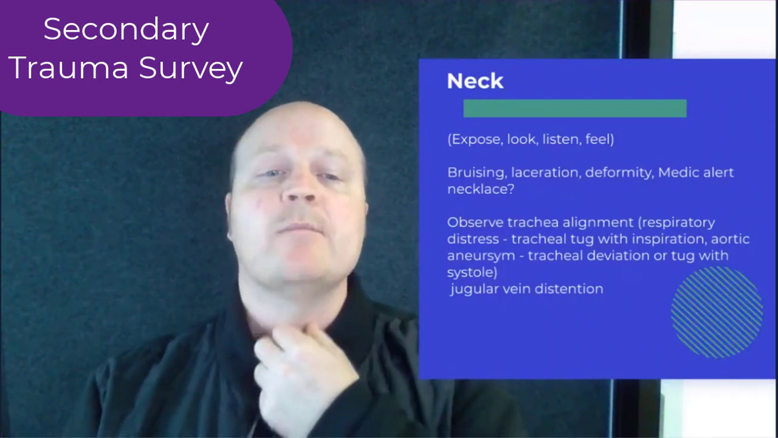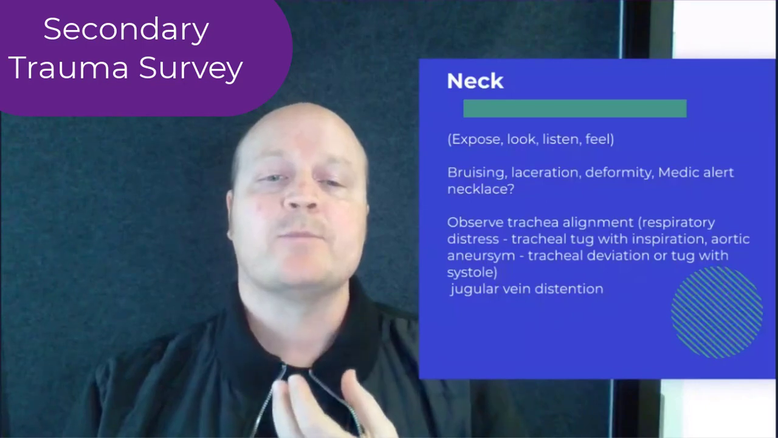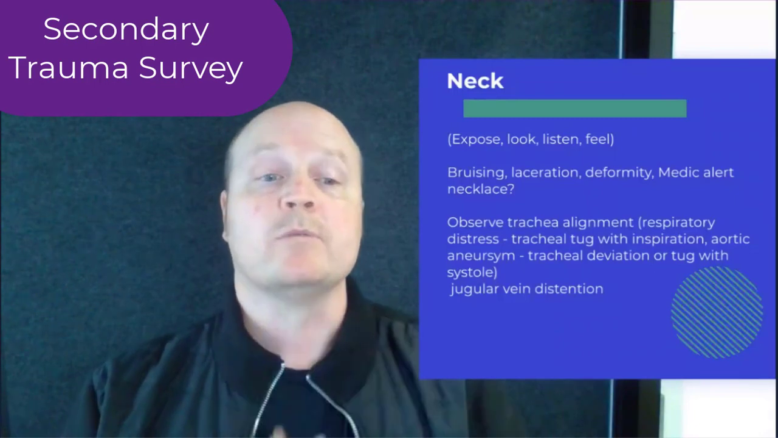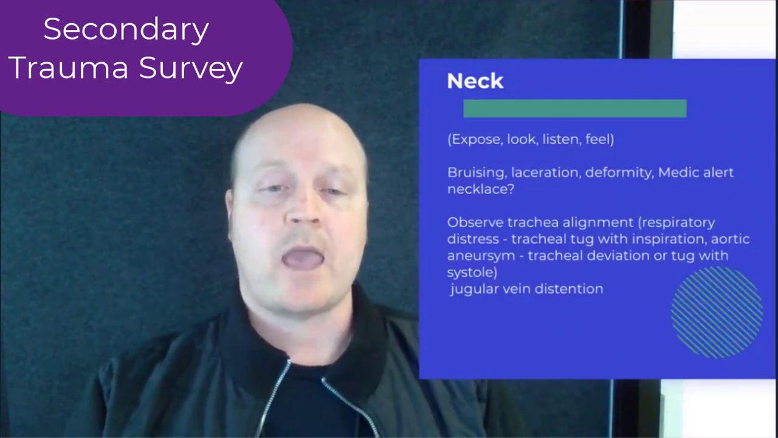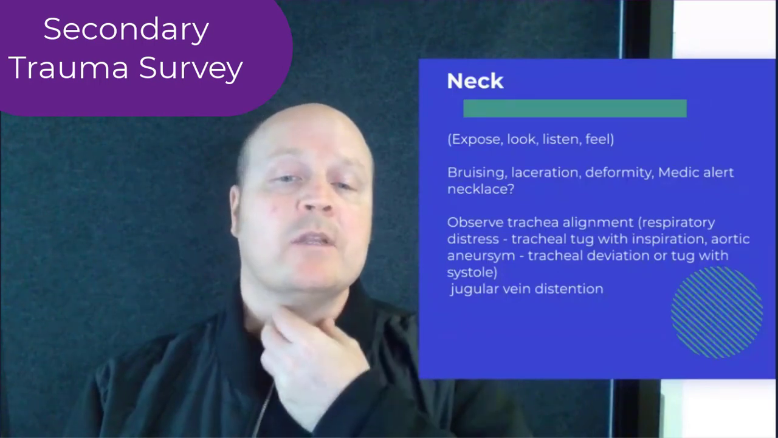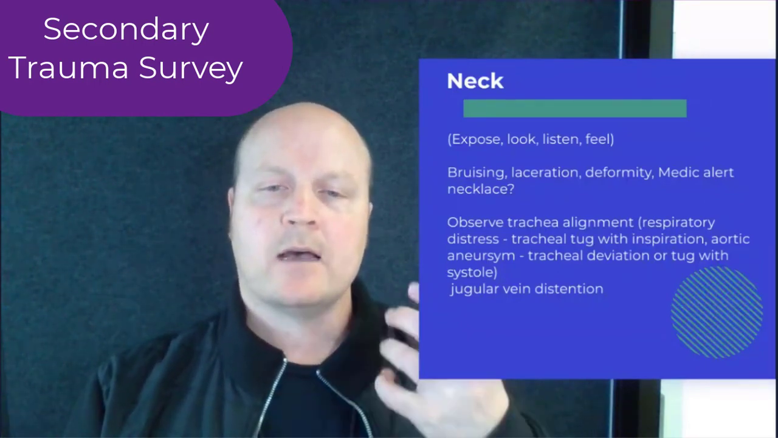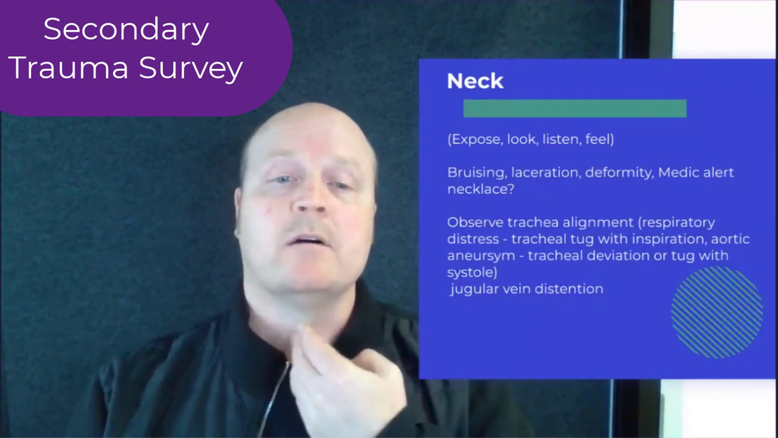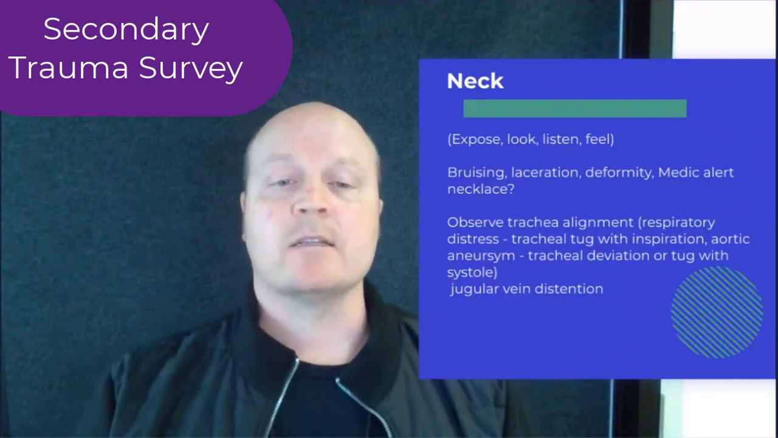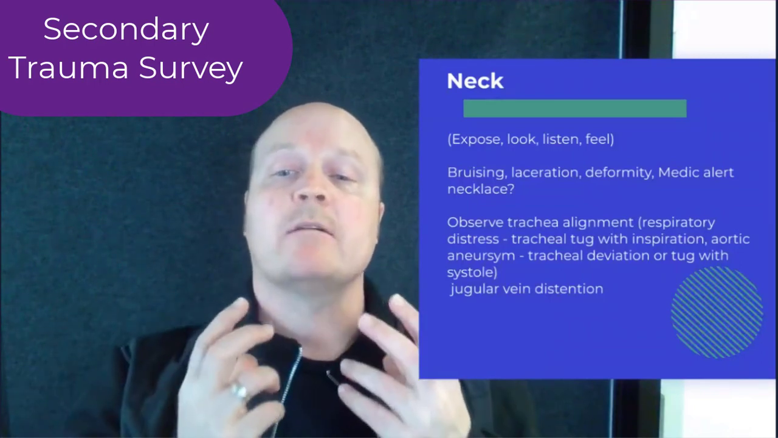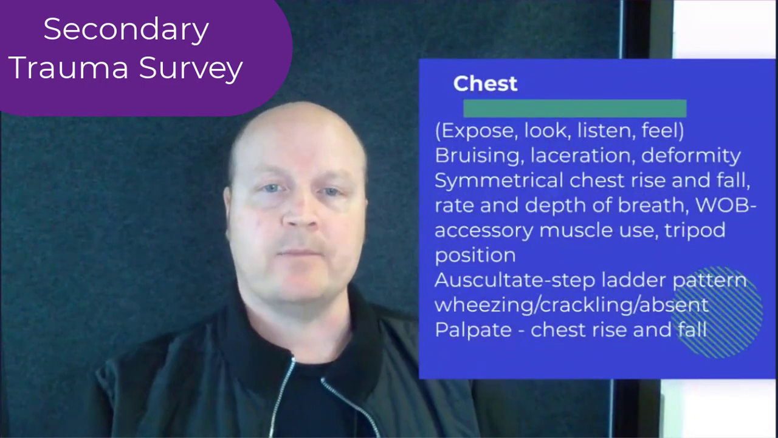Then look at the tracheal alignment. If they're in respiratory distress, you may get a tracheal tug with inspiration where the trachea pulls down, or an aortic aneurysm may give you tracheal deviation during systole. So as the heart contracts and we get systole, we may get pulsing of the trachea. And then jugular vein distension. So the jugular veins bulging out and thickened. So all these can provide clues as to what's going on, what the pathology could be.